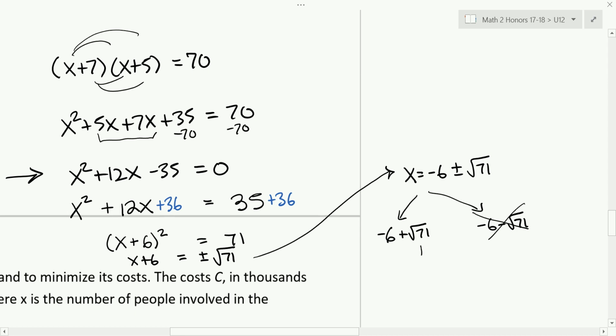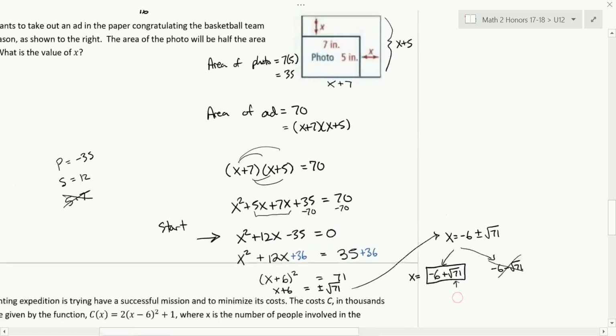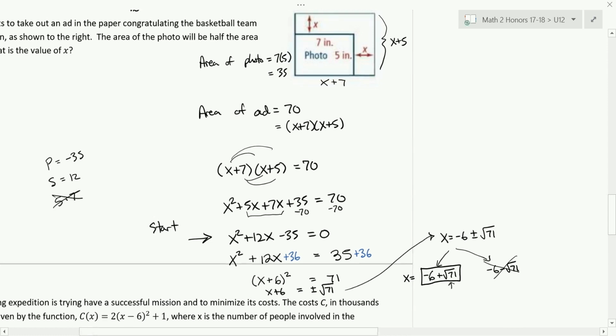So the square root of 71 is between what two integers? 8 and 9. Because the square root of 64 is 8. The square root of 81 is 9. So this is between 8 and 9. So it's 8 point something. So we got negative 6 plus 8 point something. So that's going to be positive. And so this is exactly what x is equal to. Okay. So it's not a guess and check problem. You're never going to probably guess that number, right? You have to actually solve to get that number.